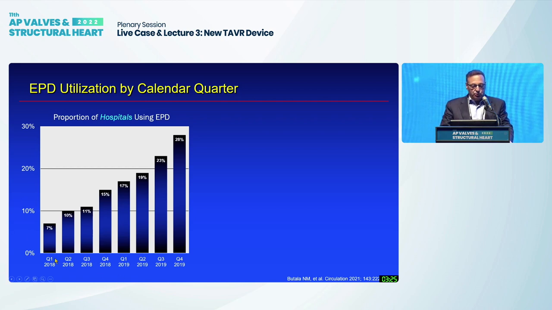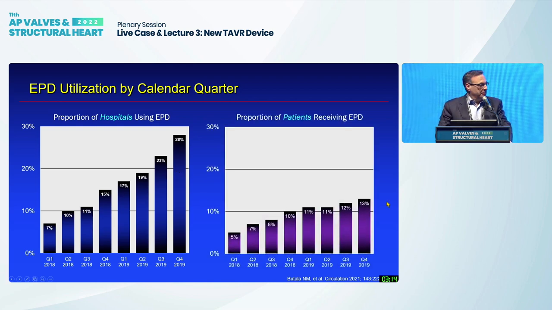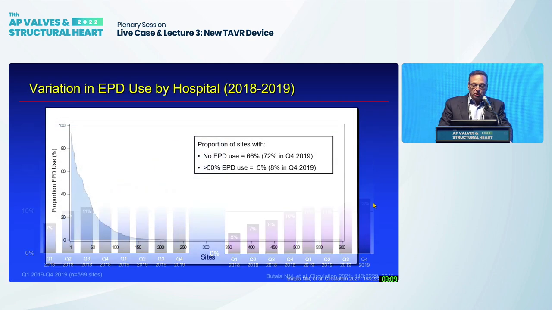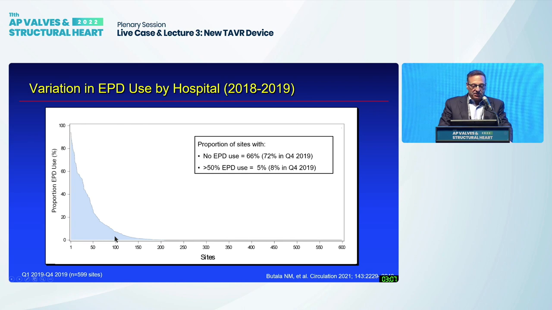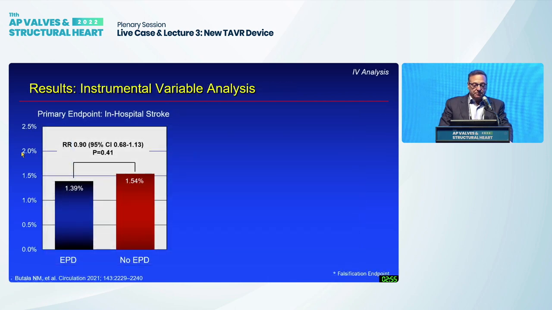During that two-year period, we can see that the proportion of hospitals in the United States that were using embolic protection in at least a small number of cases was increasing fairly steadily. But you can see the proportion of patients receiving embolic protection was increasing much more slowly. And this is the variance that we were actually taking advantage of, looking at this large number of hospitals that never used embolic protection and comparing their outcomes to those in the smaller proportion of hospitals that used it quite a bit. And here's our primary outcome, in-hospital stroke.